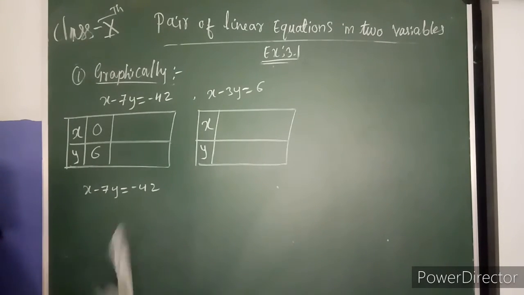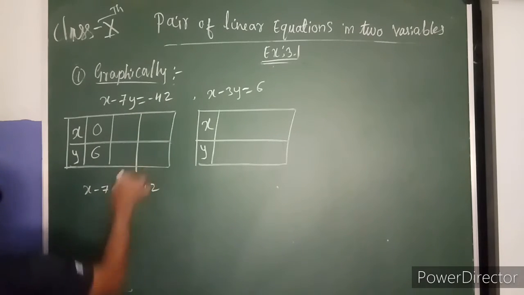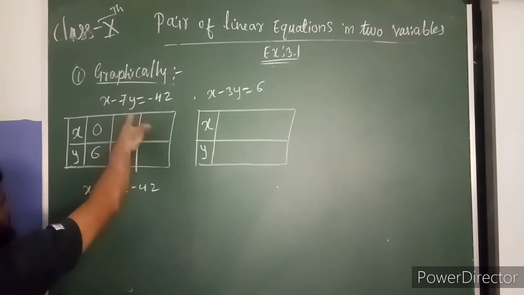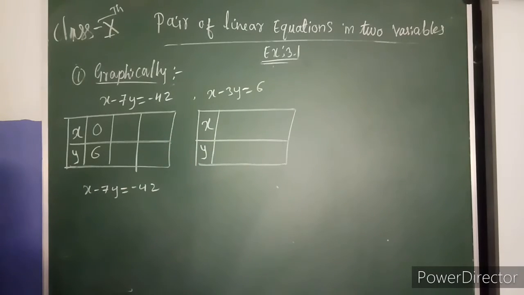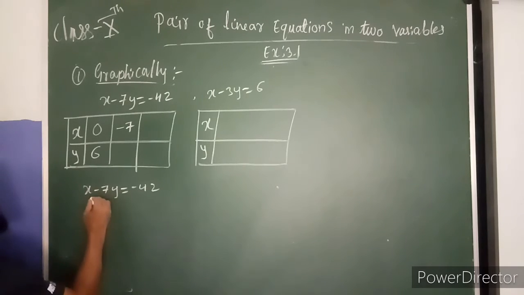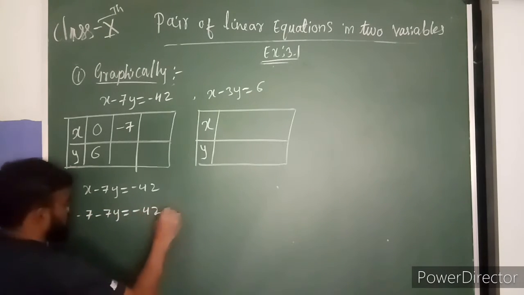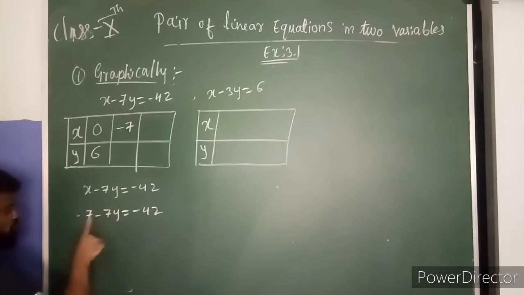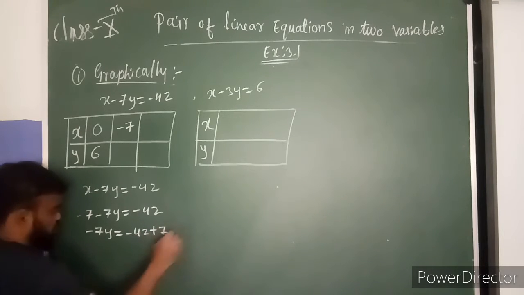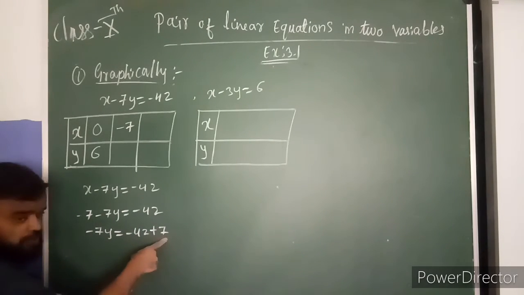So similarly, what should we take as the second value? I can take a y value of 7, or we can take the x value as 7. 7 sevens are 49. So minus 49, if I transpose this, it is 49. Okay, the x value I will take as minus 7. So here you see the x and y values. X also we will take as minus 7. See here, minus 7 and minus 7y is equal to minus 42. Minus 7, if I transpose this side, there is a sign change. Minus 7y is equal to minus 42 plus 7. Right? This, if I transpose this side, it will become minus 7.